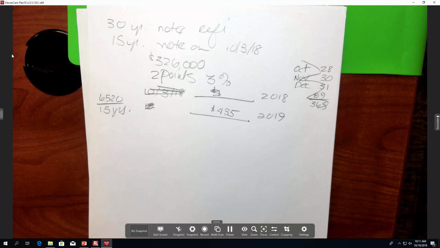Then the next question is, how much do I get? If this was an original note, I would just take that $6,520 all this year. But on a refi, you have to spread it over the life of the loan. So first I figure out just 1 year of amortization, a far less impressive number. Then the second thing is the 89 over 365. What do I have to multiply that by? 435. The 435, exactly. I was applying it to the whole amount, that wasn't right.